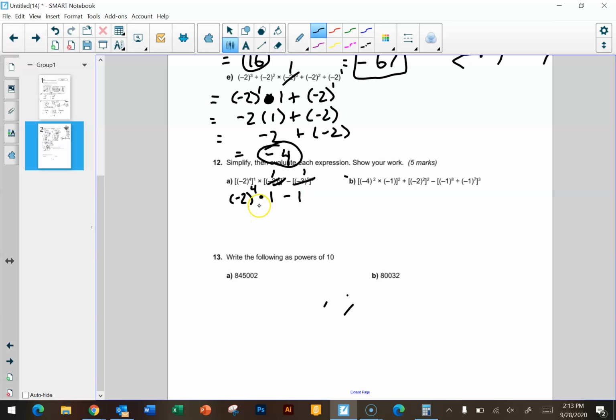That's also easy. So now we've got to do the exponent here. Negative 2 to the power of 4 is going to be positive. So that's positive 2, 4, 8, 16. Times 1 minus 1 equals 16 times 1 is 16, minus 1 is 15.